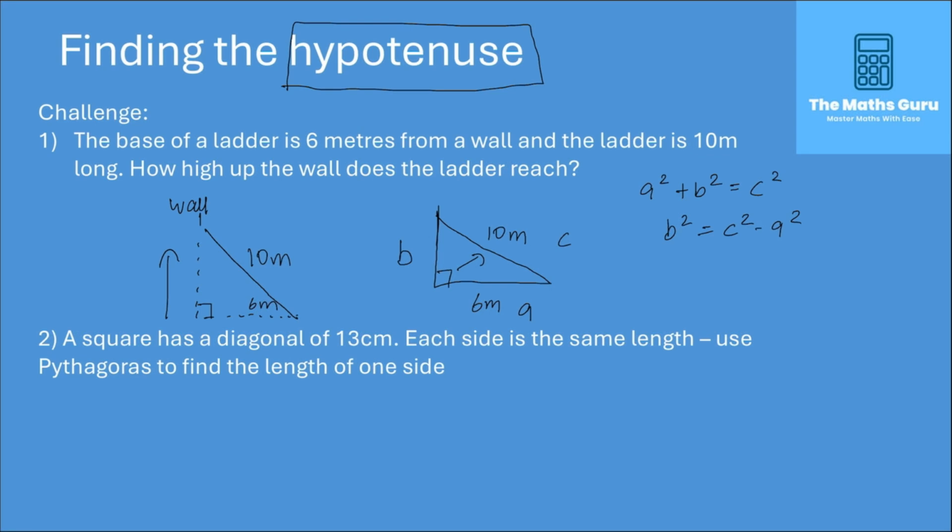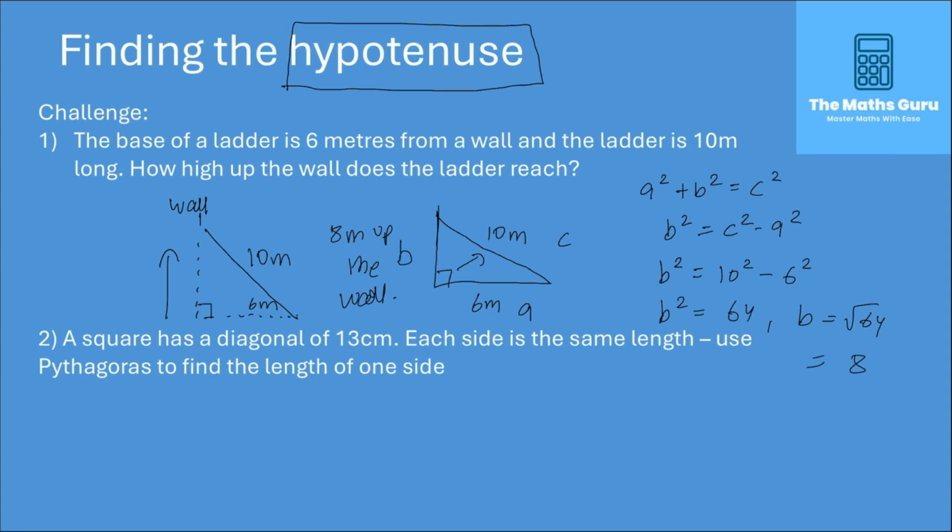And then we fill it in. B squared is equal to C squared, which is 10 squared, minus 6 squared, and that is 100 minus 36, which is B squared is equal to 64. Hence, B is equal to root 64, which is equal to 8. And our ladder reaches 8 meters up the wall.